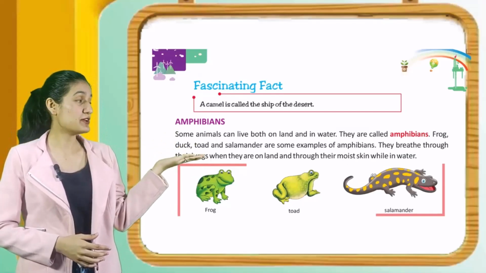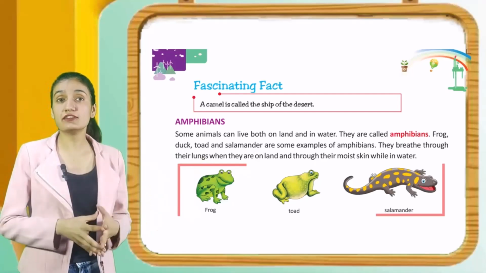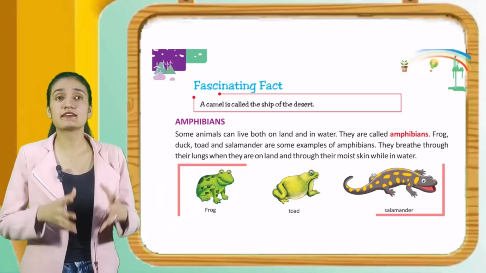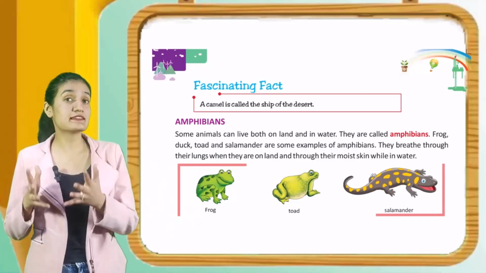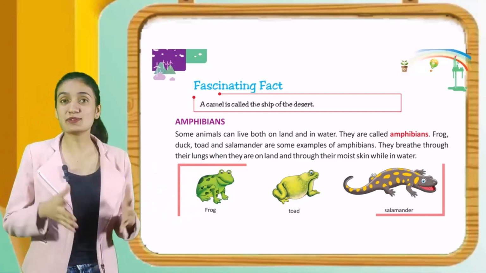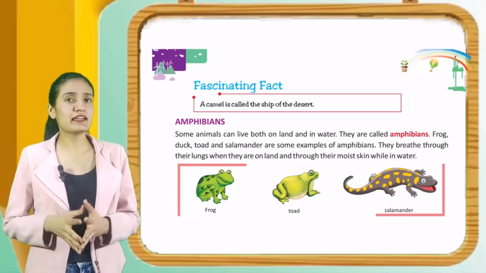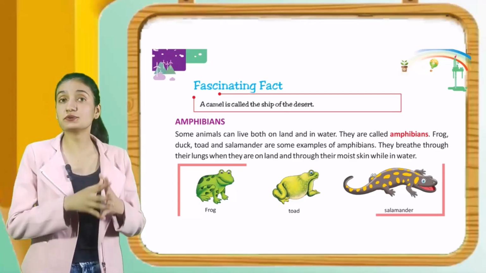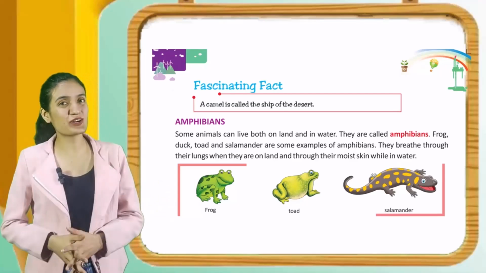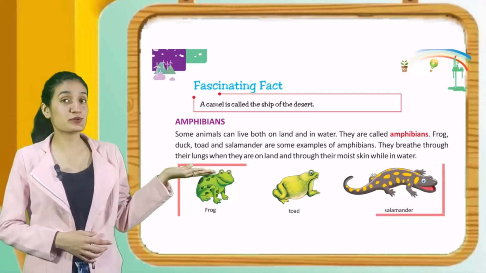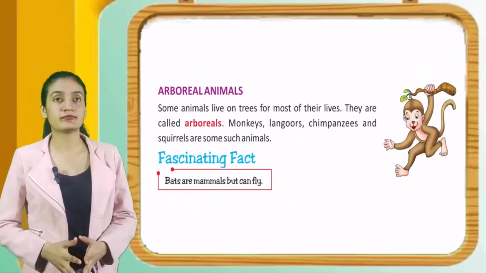Now amphibians. Some animals can live both on land and in water. They are called amphibians. Frog, toad and salamander are some examples of amphibians. They breathe through their lungs when they are on land and through their moist skin while in water. Here, look at these animals, frog, toad and salamander.